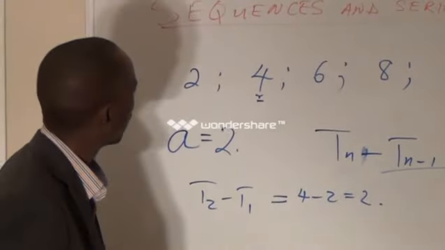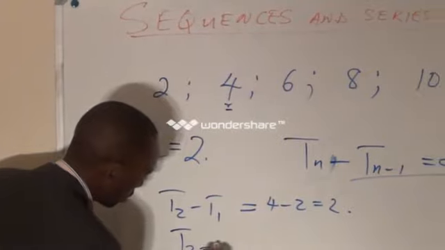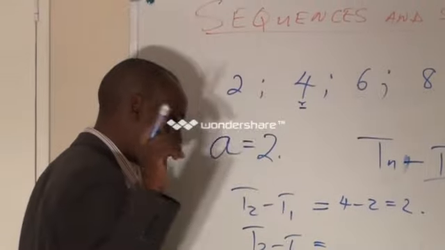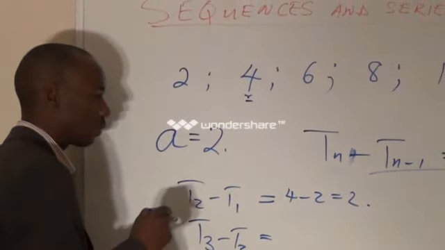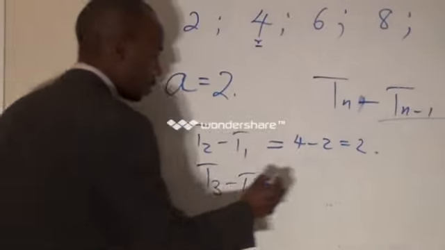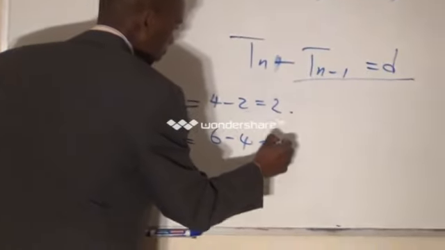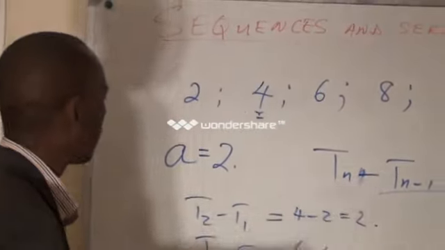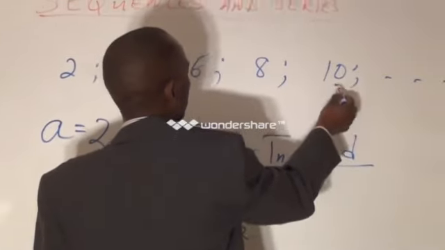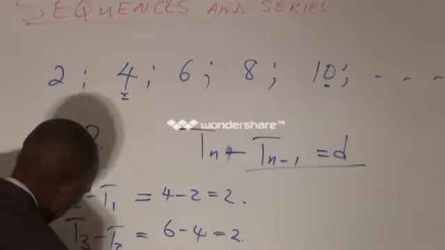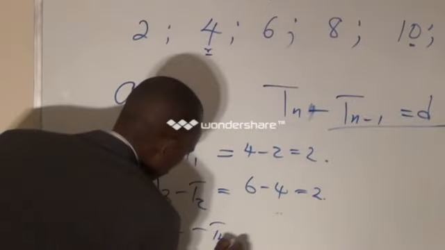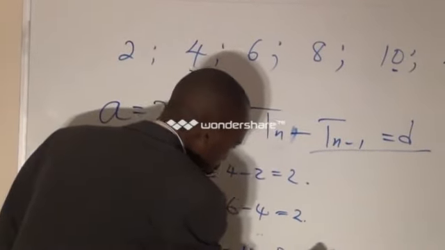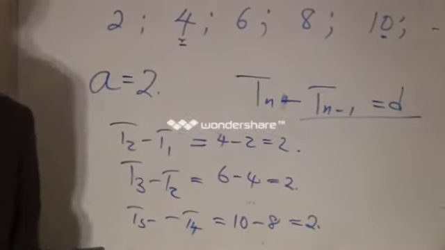So let's look for another pair. Let's take T3 minus what? T2. Good. What is that equal to? Give me the numbers first. What minus what? 6 minus 4. That's equal to 2. So far it looks like it's working. Let's take another pair. This is T5, so it will be T5 minus T4. What is that equal to? 10 minus 8, which is equal to 2. So yes, we are convinced.